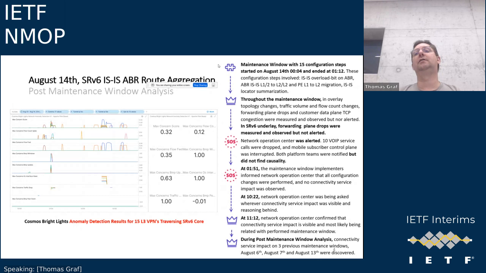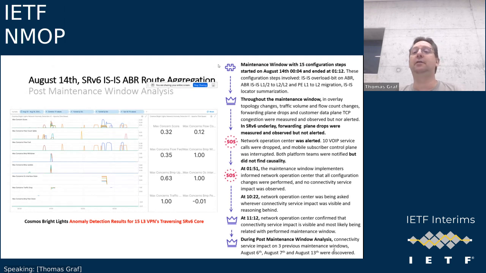On top of that, since this is an SRv6 domain and we wanted to ensure that the redundancy of the network is not affected, the so-called locator summarization was removed and then reapplied at the end of the maintenance window. Throughout the maintenance window, in the overlay, topology changes, traffic volume, flow count changes, forwarding plane drops, and also customer data plane congestion were measured, observed, but not alerted. In the SRv6 underlay, we observed forwarding plane drops, but there also they were not alerted.